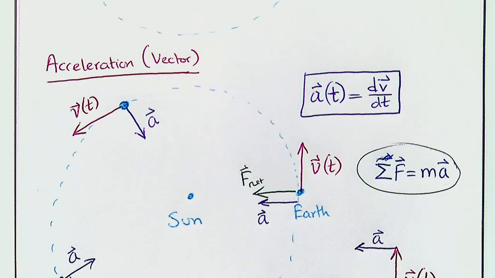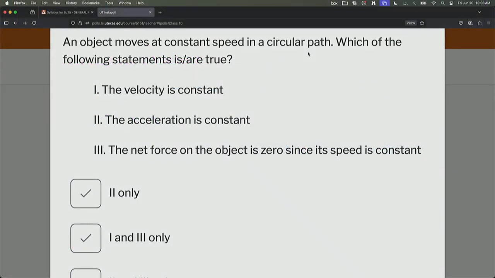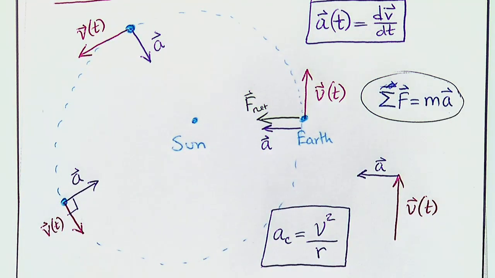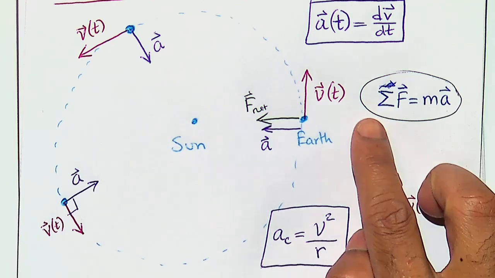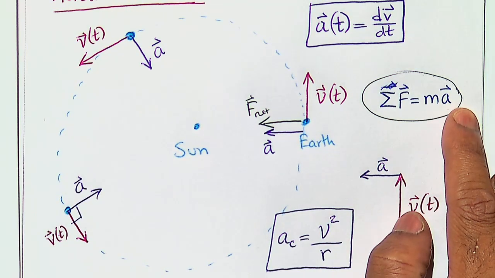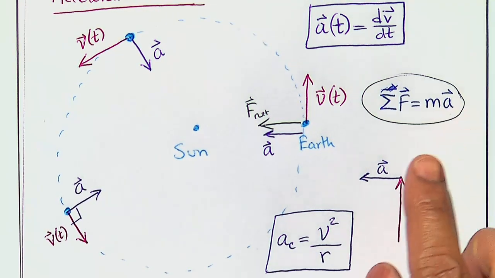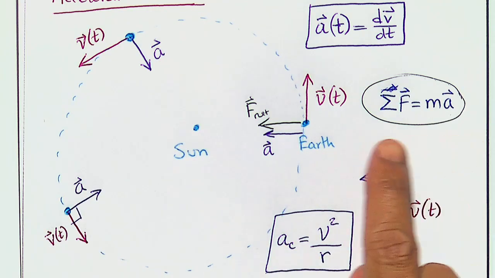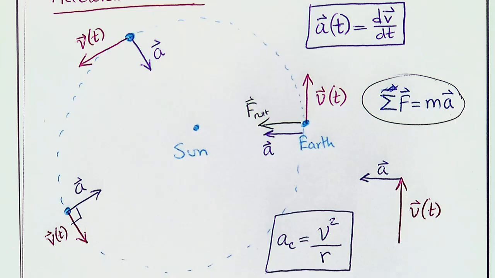Number 3: the net force on the object is 0 since its speed is constant. Is that true? We know there's a net force on the Earth. The Sun is there pulling on the Earth. And if there's a net force, there is an acceleration. And vice versa. If you know that there's an acceleration, you can definitely say there is a net force. You can be very confident that's true. It applies both ways. So there is a net force.